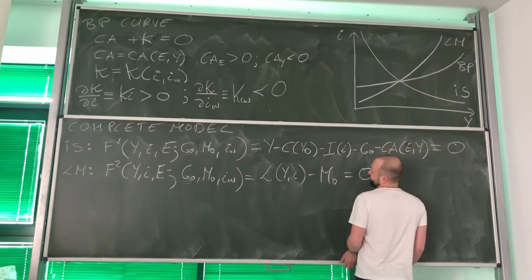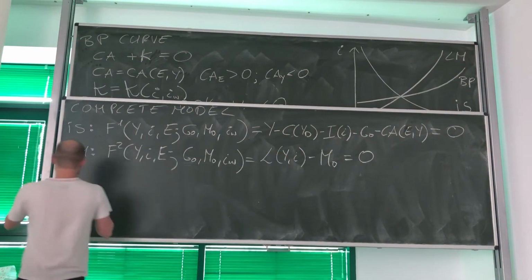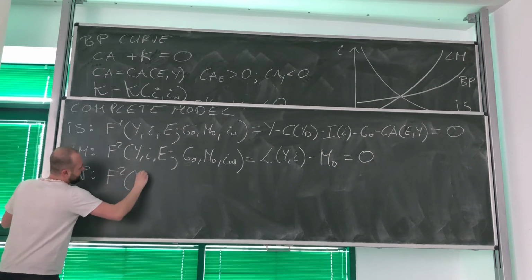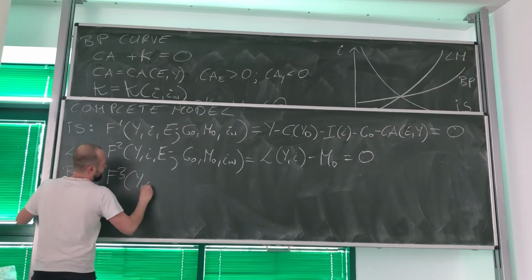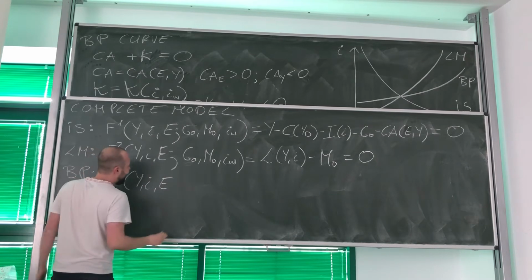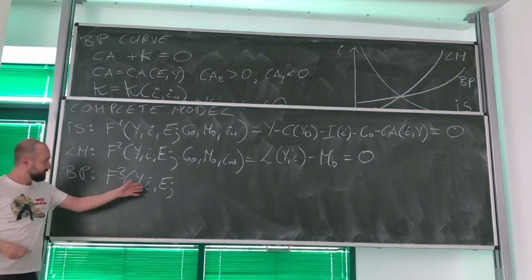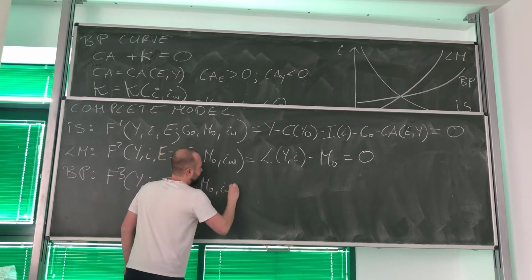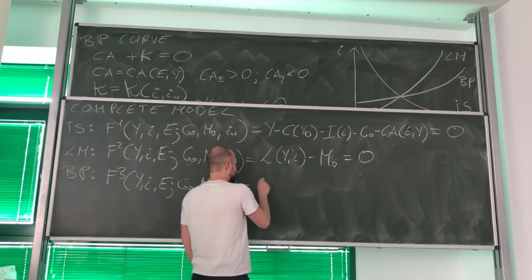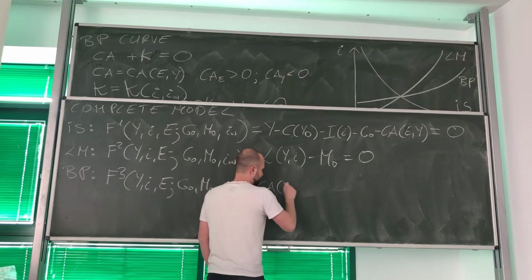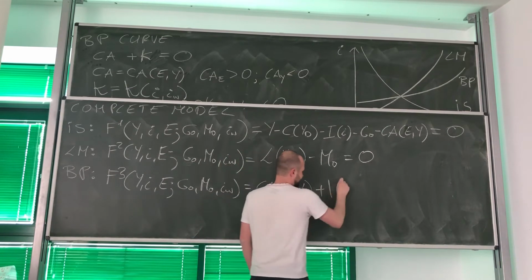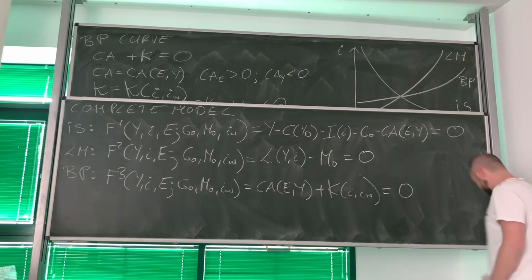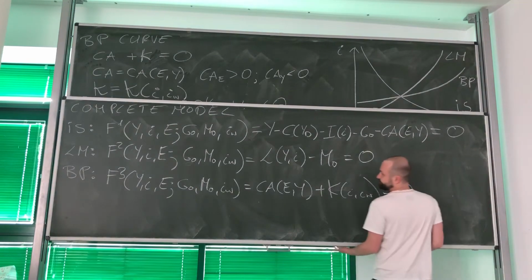Now, finally, the BP curve, which we also write as a function of income, interest rate, and exchange rate, three endogenous variables, and three exogenous G0, M0, I, W. It's equal to CA(E, Y) plus K(I, W) equals 0.